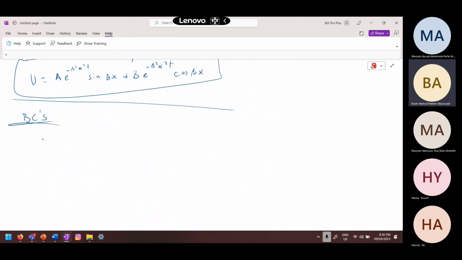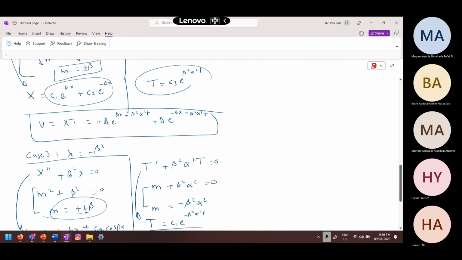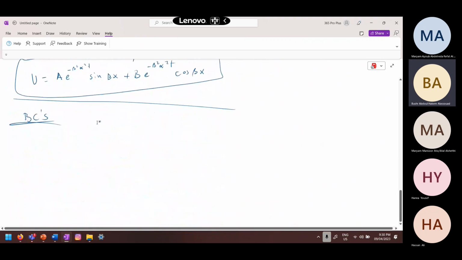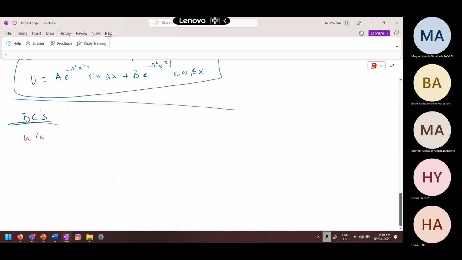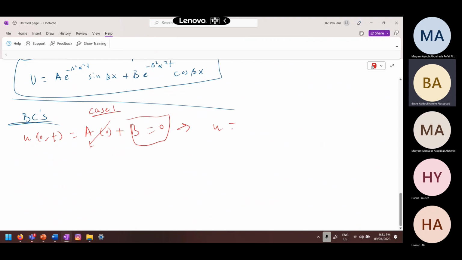I'll solve the boundary condition questions with the red pen for you to understand. Okay, so we get u of zero, t is equal to, remember this boundary condition from above, then a, we're going to work on case one first, case one solution. A of zero plus B is equal to zero. Since A is multiplied with zero, it's going to be canceled for now, and you'll get B equal to zero, correct? Since B is equal to zero, our new u is just Ax, right?